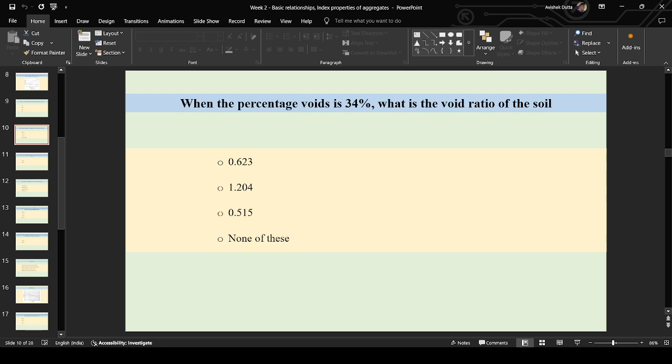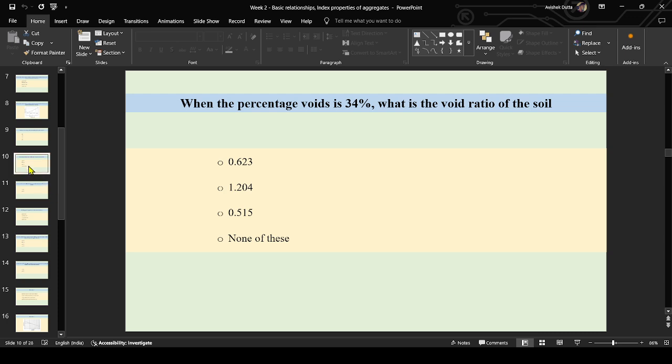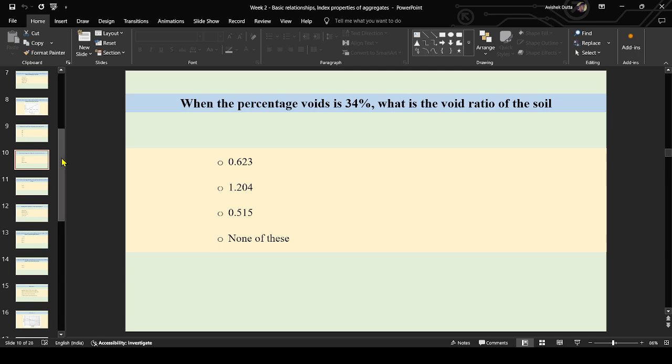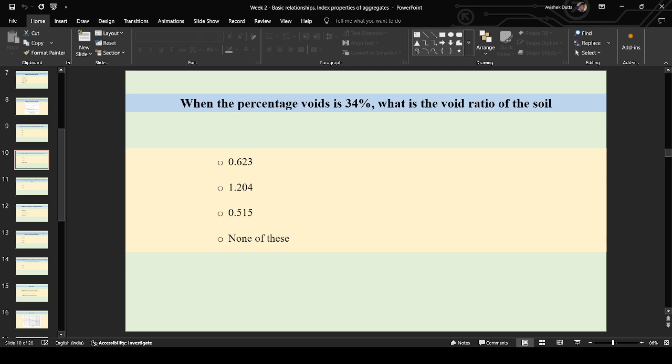Sir, slide number 10 and question number 10, both are same or different? Slide number 10 is your question number 9 because the first slide is not a question. It is question number 8 because I have skipped one slide which has a solution to a question. So this is question number 8. Clear? Yes, sir, it's clear.